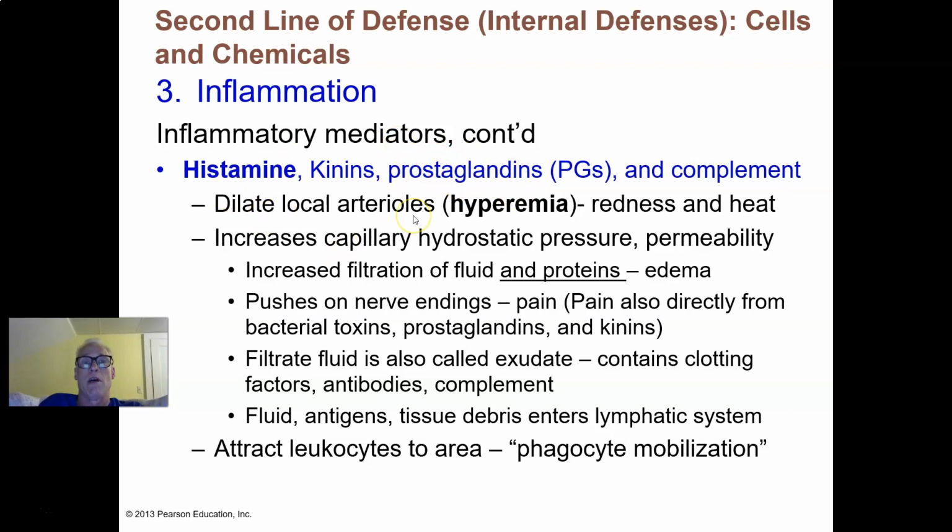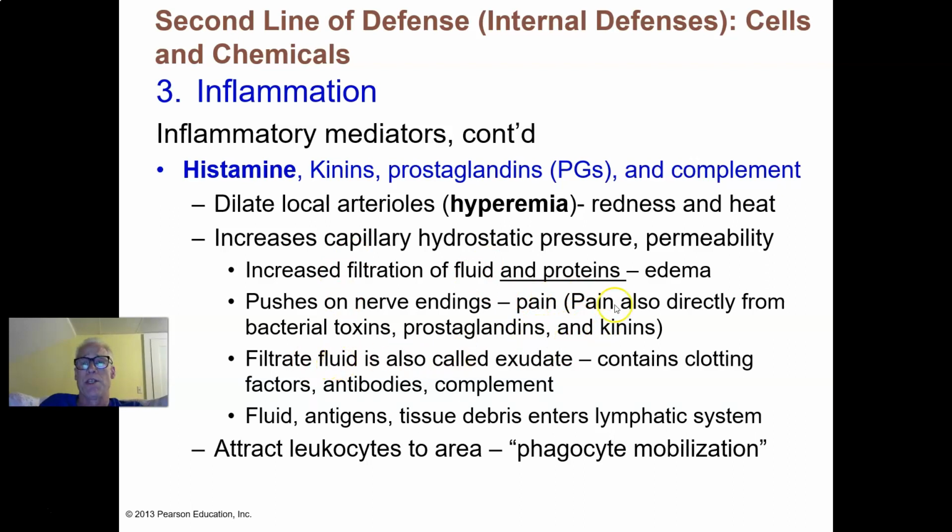So what happens? We have dilation of arterioles, and that causes an increase in hydrostatic pressure in the capillary, and that drives fluid out into the interstitial space, causing edema, the swelling part of our inflammatory process. That also stretches and pushes on nerve endings, which causes pain, and incidentally prostaglandins and kinins, we'll talk about those in a second, also directly activate pain sensory neurons, nociceptors, so that we sense pain. We've got something that's been damaged and we want to know about it so we can stop doing what we're doing. Whatever caused that pain, don't do that.